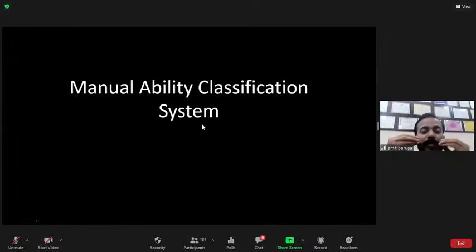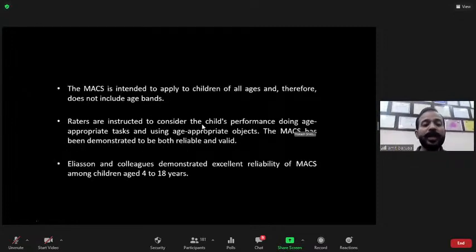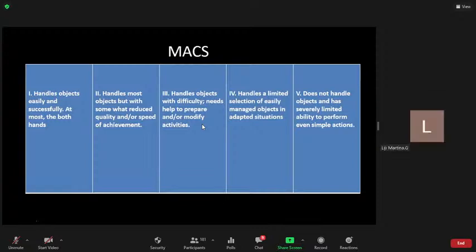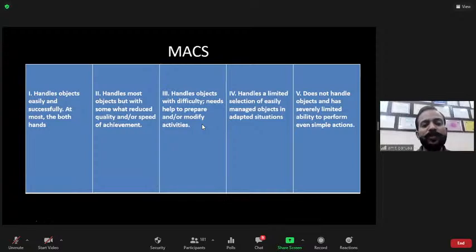So I'm talking all about kids with cerebral palsy. I'm again and again saying this thing because these are the scales which are useful for the population who are diagnosed with cerebral palsy. So the Manual Ability Classification System talks about hand function. It can be used for any age, like 4 to 18 years of age, we can use this scale. What is there in this particular scale? There are also 5 grades, like 1, 2, 3, 4, 5. What's the difference?